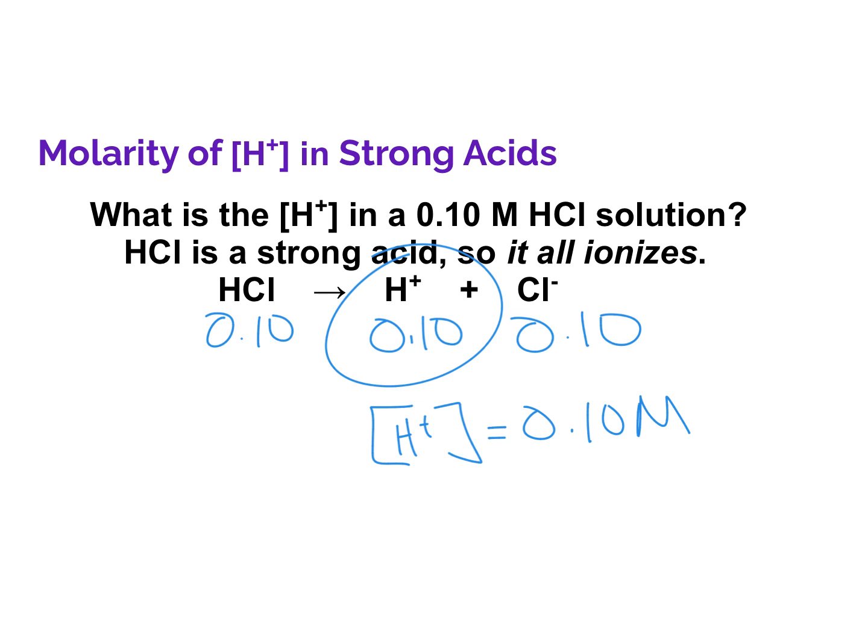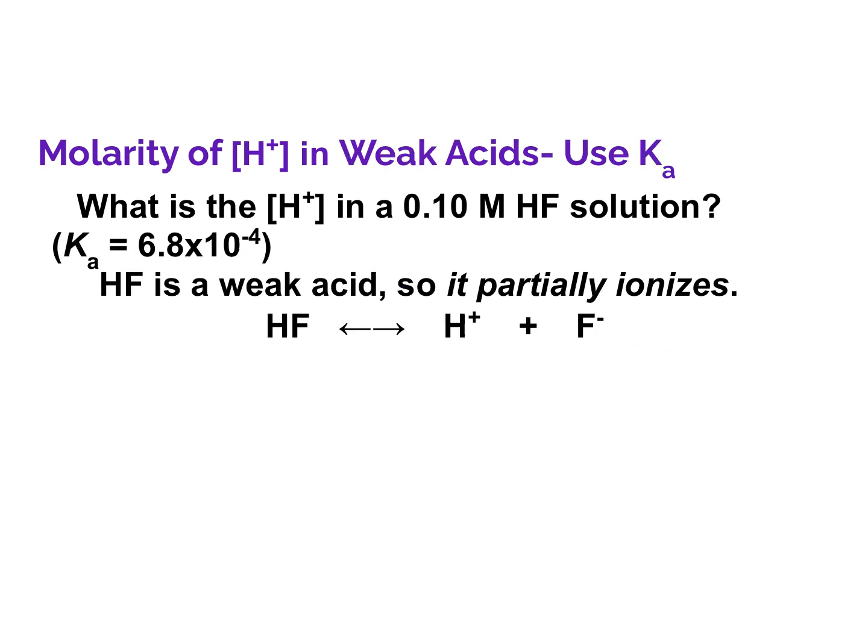Any of our 6 strong acids, that's how we would be able to find the H plus ion concentration. So let's talk about how we would calculate the molarity of the H plus concentration in a weak acid. For that, we're going to have to use something called a Ka, which is going to be a standard value that I'm going to give you.